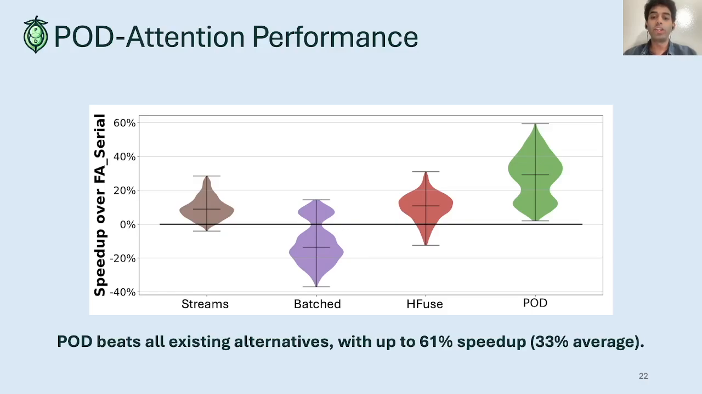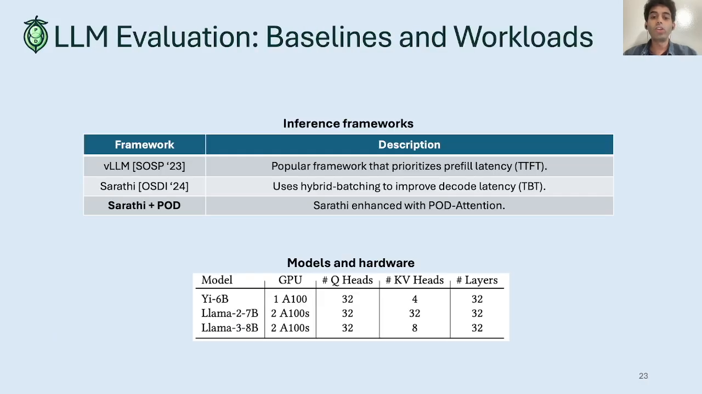Batched combines both prefill and decode inputs and runs a single prefill kernel. This ends up performing worse, as kernel execution is optimized for one set of inputs, which in this case is prefill, and adding other inputs leads to subpar execution choices like excessively large matrix multiplication tile sizes. HFuse is a state-of-the-art GPU kernel fusion tool that merges the warps of different kernel CTAs. Finally, POD-Attention outperforms all of these alternatives, performing up to 33% better on average with a speedup of up to 61%.